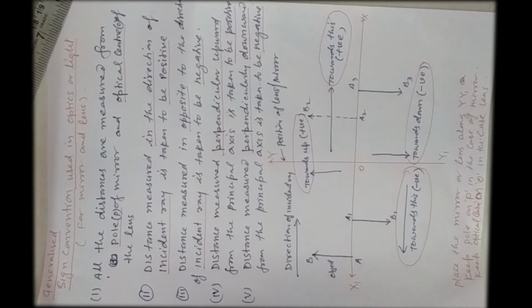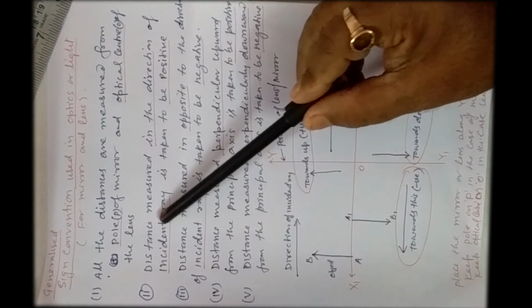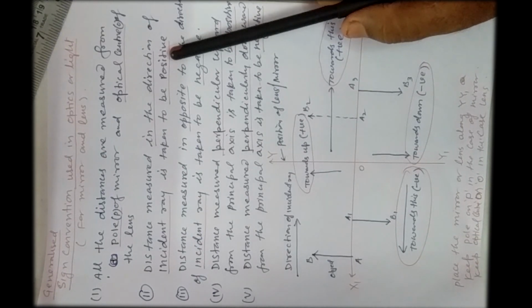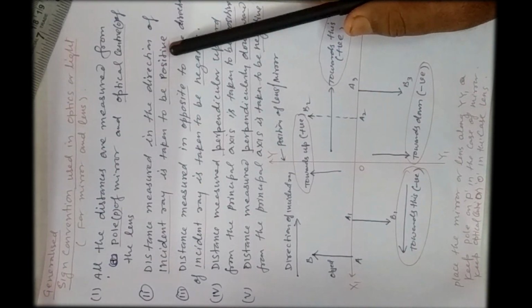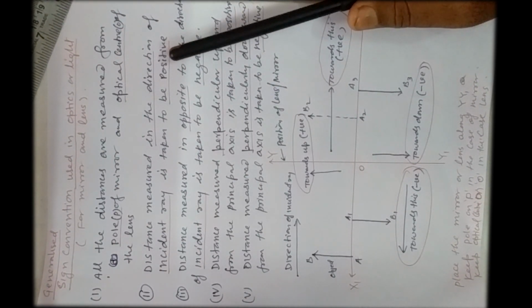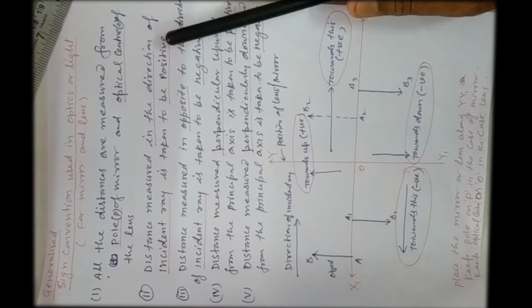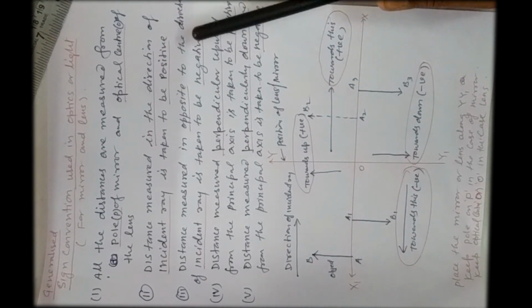The second point is that distance measured in the direction of the incident ray is taken to be positive. If you have to measure the distance from the pole and the object is placed in front of the mirror, the incident ray will come from the object. Always take the direction from object to the mirror or object to the lens. So you have to measure the distance from the pole.